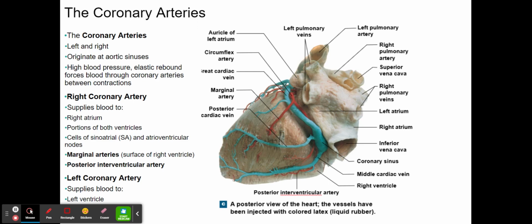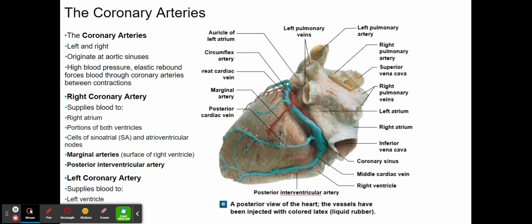The right coronary artery follows the coronary sulcus around the heart, and it supplies blood to 1, the right atrium, 2, portions of both ventricles, and 3, portions of the conducting system of the heart, including the SA node and the AV node. The cells of these nodes are essential to establishing the normal heart rate, and we'll focus on them in a later section.